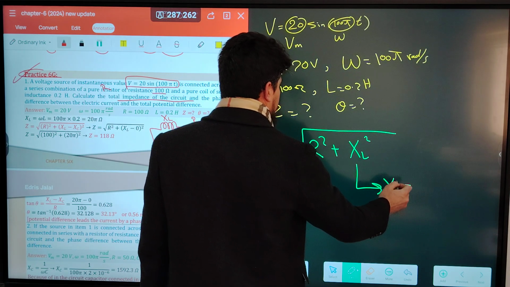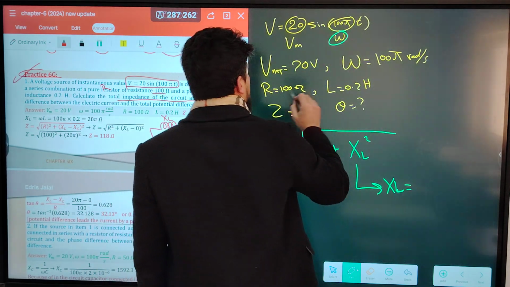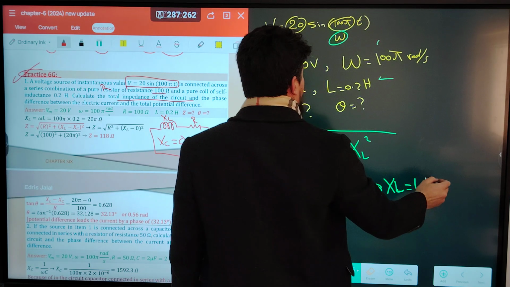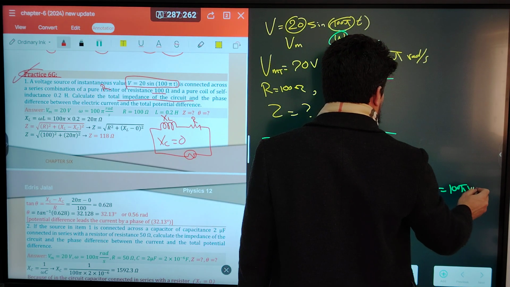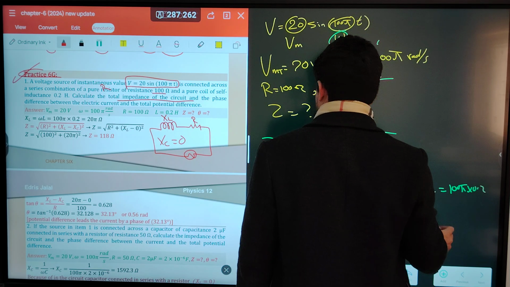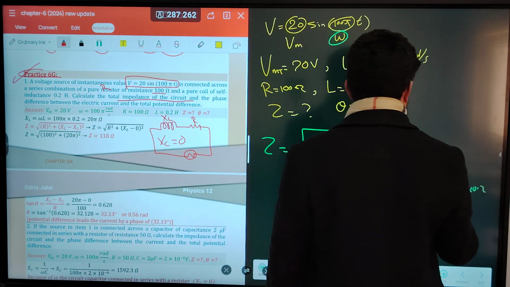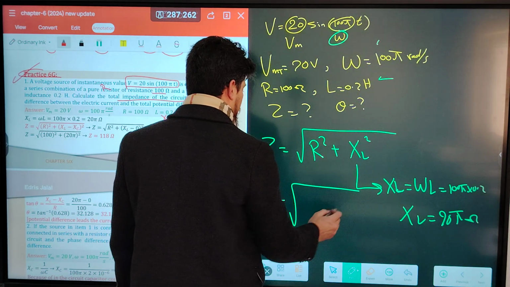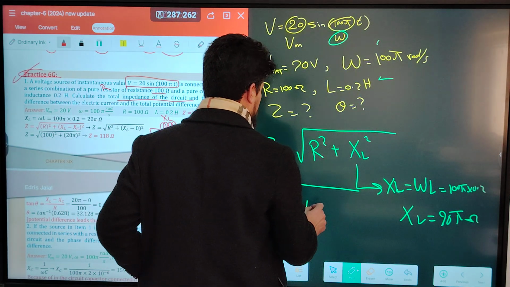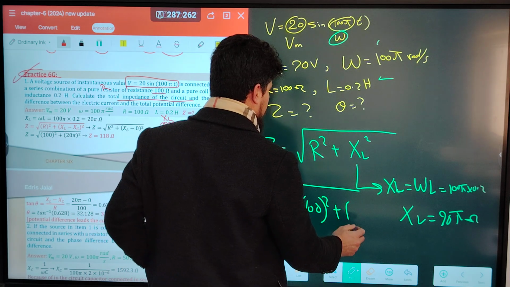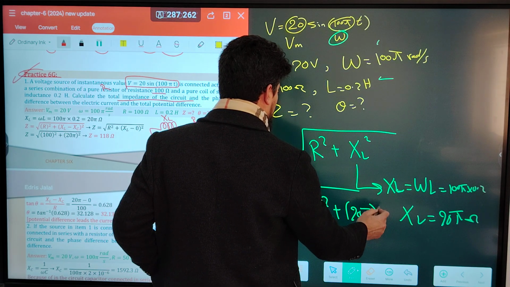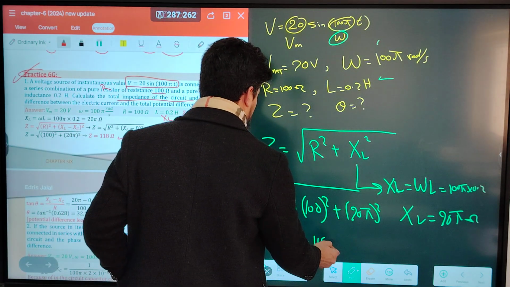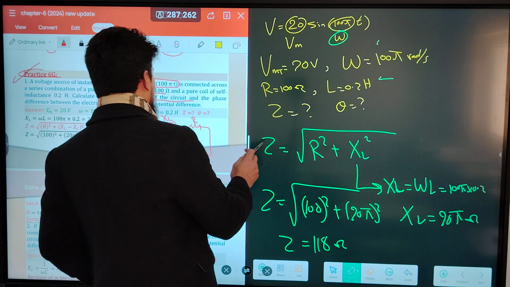Do we have XL? No, but instead of XL, we have omega and L. Omega and L. XL is equal to what? Omega L. Omega 100 pi times 0.2. XL is equal to what? 20 pi ohm. Replace into this equation, R was given, 100. Plus 20 pi square. Z is equal to what? 118 ohm. This is the first part of the question.